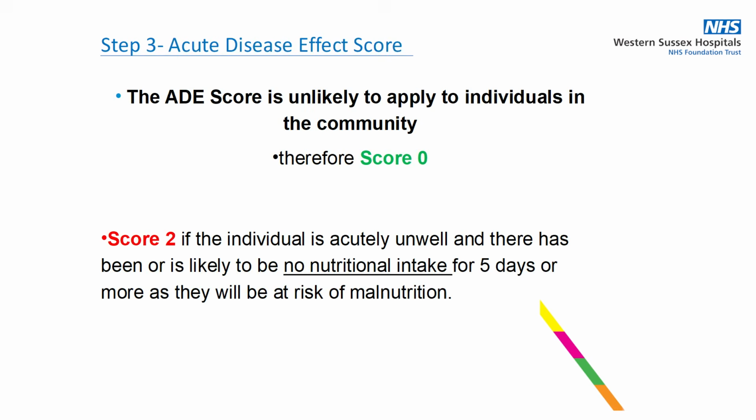Step 3. The acute disease effect score. Score 2 if the individual is acutely unwell and therefore has been or is likely to have no nutritional intake for 5 days or more, as they will be at risk of malnutrition. This is unlikely to apply to individuals in the community.